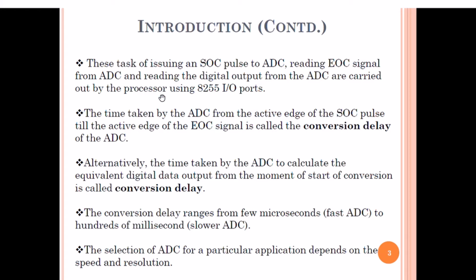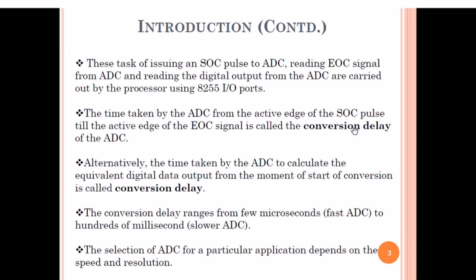So, as said earlier, we have 8086, then we have 8255, and then we have the ADC. 8255 handles whatever SOC pulse we have to give to ADC, or reading EOC end of conversion signal from ADC, and whatever output is made by ADC, we have to fetch to 8086 via 8255 IO ports. The time taken by ADC from the active edge of the SOC pulse till the active edge of the EOC signal is known as the conversion delay of the ADC.